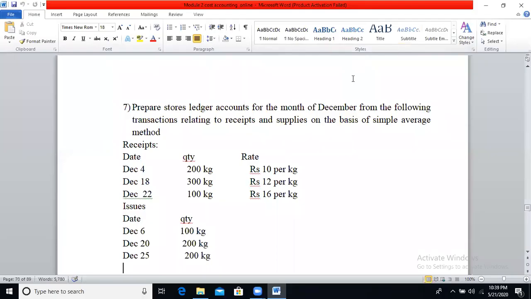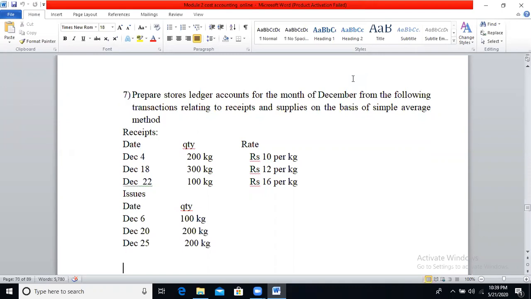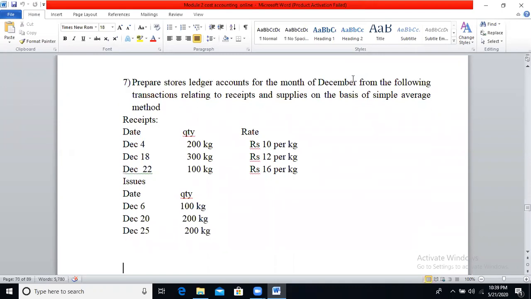Good morning. Let's see the next problem. Prepare store's ledger account for the month of December from the following transactions relating to receipts and supplies on the basis of simple average price method. So they have given receipts, the date, quantity and the rate.